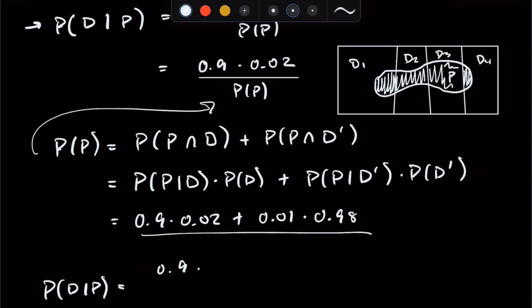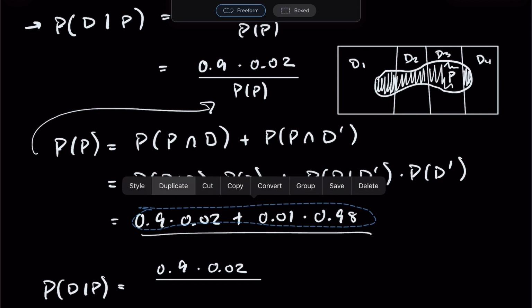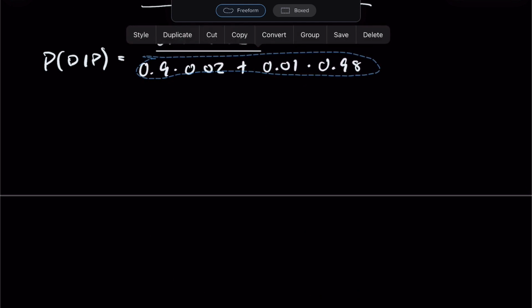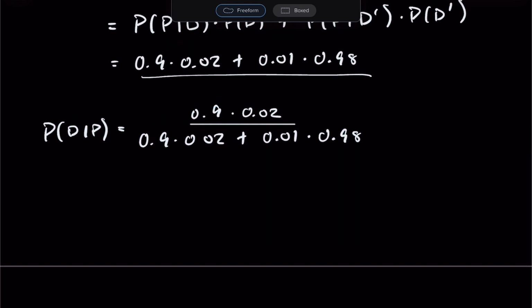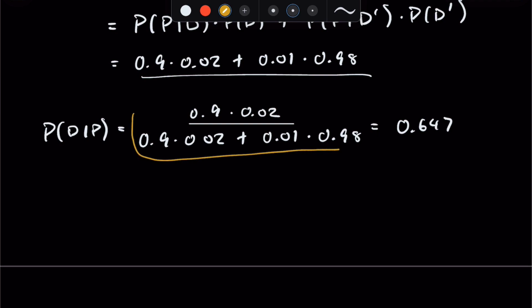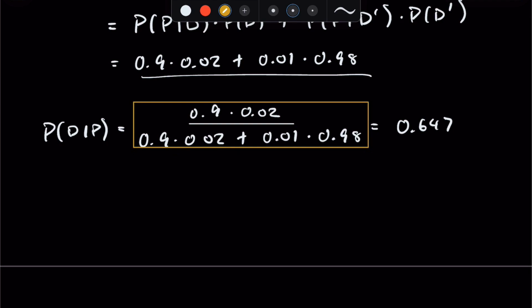0.9 times 0.02 divided by, and I'm just going to copy this entire expression right here, divided by this entire expression right there. So this is our answer, this entire expression, and with the use of a calculator I've found that it's equal to 0.647. So right here is probably the expression that you would be expected to come up with on an interview, and with a calculator we can come up with the actual probability. It's around 64 hundredths.